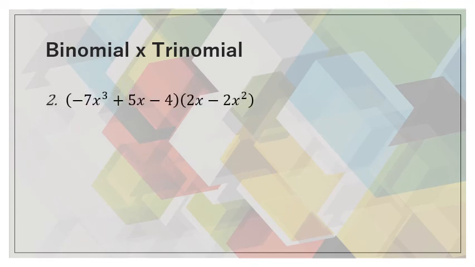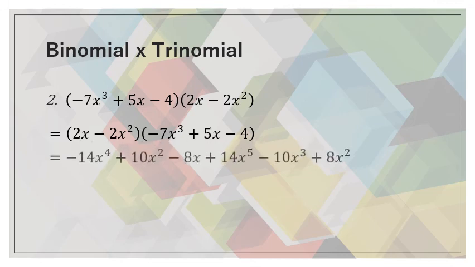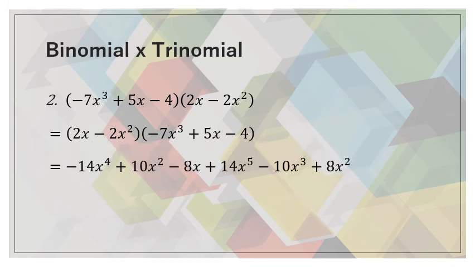Another example, if we multiply negative 7x cubed plus 5x minus 4, multiply that to 2x minus 2x squared. Now for me, it is easier if I write first the binomial before the trinomial. Although again, you can do other methods, but for me, it works better. So I will rewrite it first as 2x minus 2x squared multiplied to negative 7x cubed plus 5x minus 4. And I can do the distribution. So 2x multiplied to minus 7x cubed, so we get minus 14x to the power 4. 2x multiplied to 5x, we get 10x squared. And then 2x multiplied to minus 4, we get minus 8x.